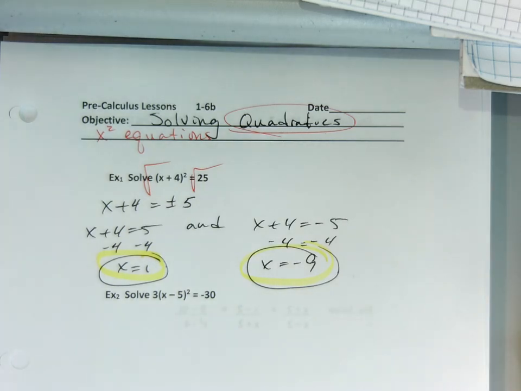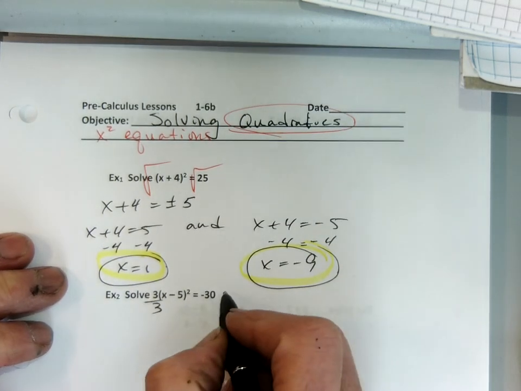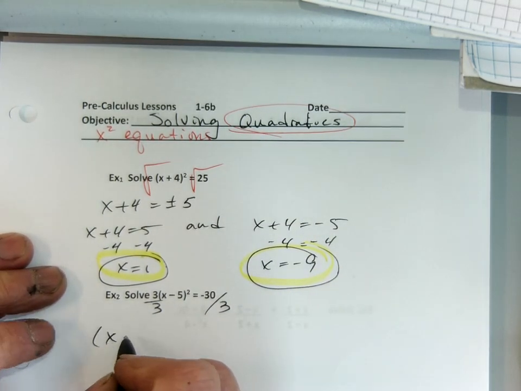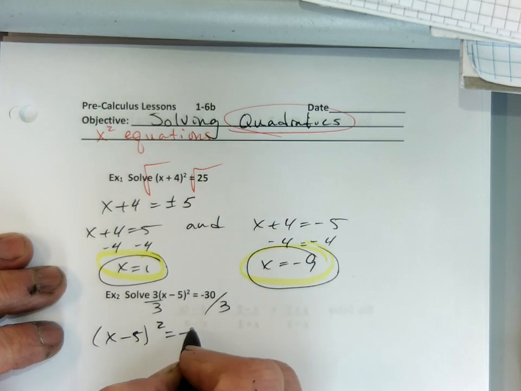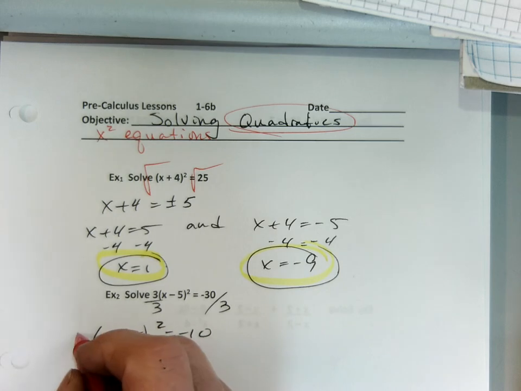Just looking at number 2, I already know I'm going to have an i answer. Can you guys see it already? Yes. We're already going to have an i answer. Okay. Lexi, you ready? Almost. Okay. And ready. So the 3, I need to really get rid of the 3 first. It's on the outside, so you really need to divide by 3 first. And I'll have parentheses x minus 5 quantity squared equals negative 10. And I already know I'm going to have an imaginary answer. I will, because I'll need to take a square root of my negative 10.